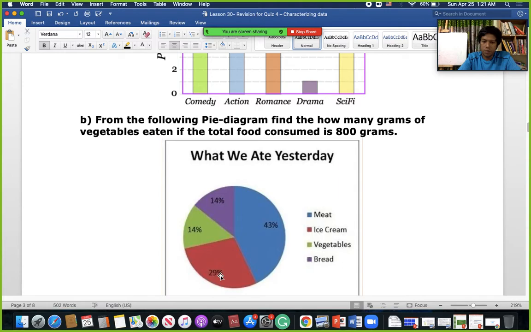This is a pie diagram given. Like 29% like the ice cream, etc. So from the following pie diagram, find out how many grams of vegetables are eaten if the total food consumed is 800 grams. So total is 800. How many grams of vegetable is eaten? Vegetable is this color, so 14%. So 100% equals this, 14% equals what? Just like that.